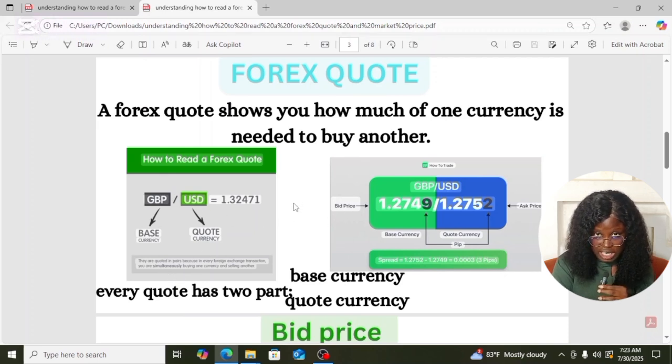And it can also be vice versa. Do you understand? Sometimes you can also sell your Great Britain pound to buy your US dollar.